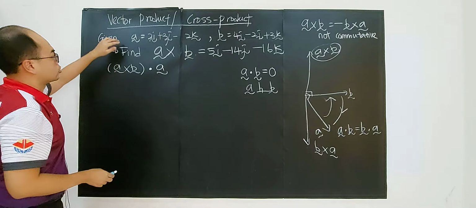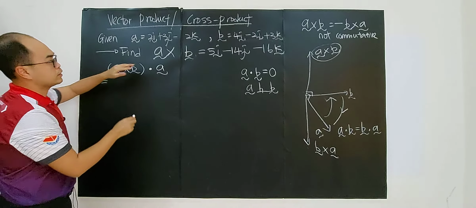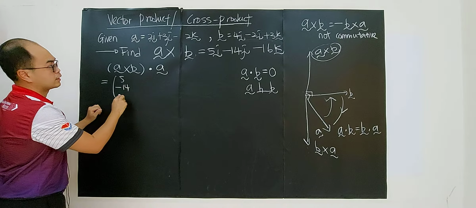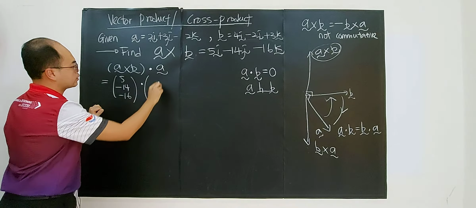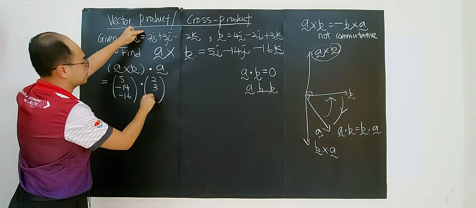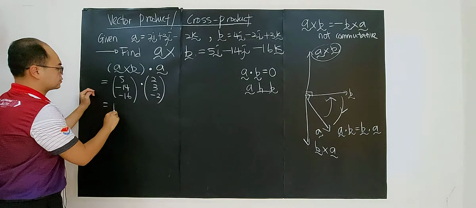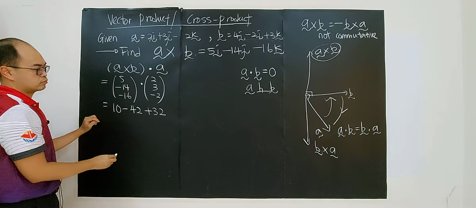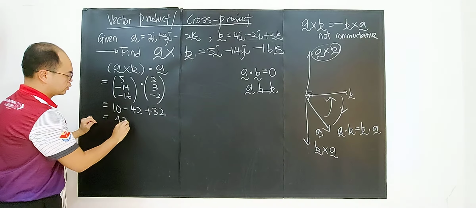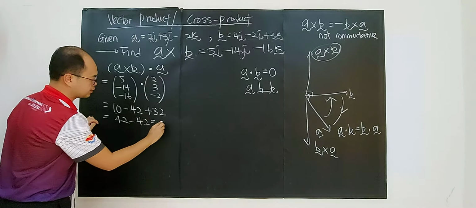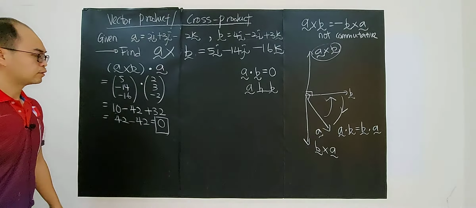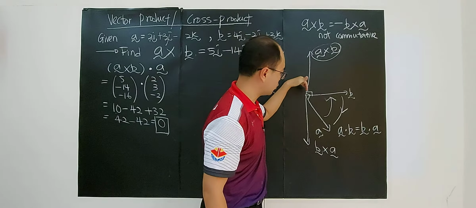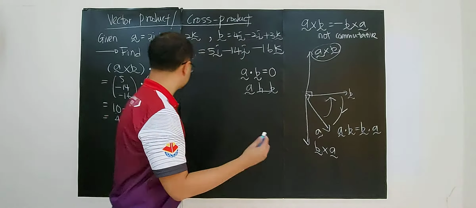I take A cross B, which is 5, negative 14, negative 16, and dot product it with vector A, which is 2, 3, negative 2. So you have 10, minus 42, plus 32. 10 plus 32 minus 42, you are getting 0. Can you see that? You're getting 0, because A cross B is perpendicular to A.